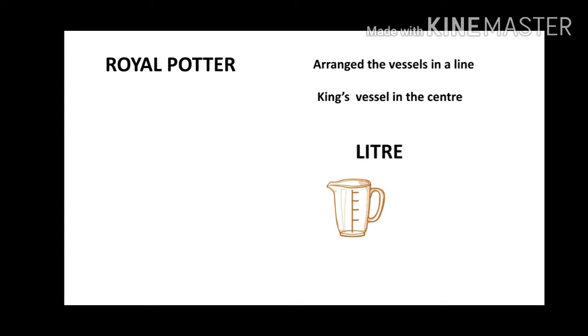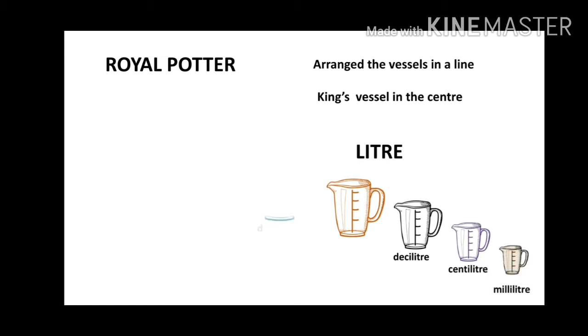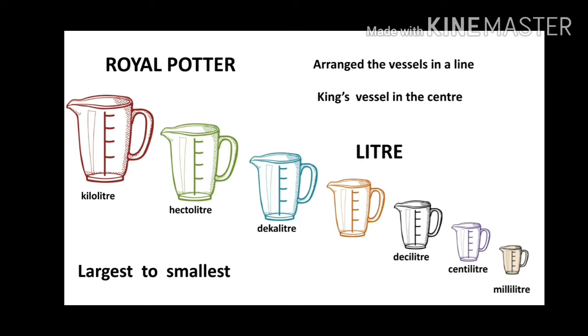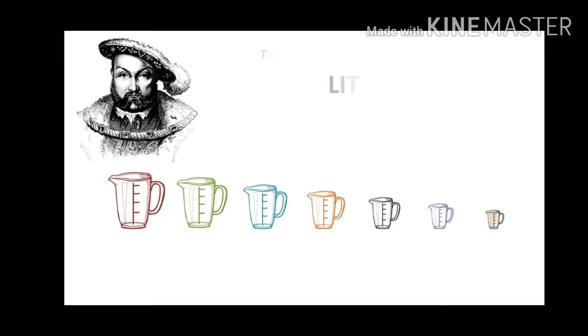Now the royal potter arranged the vessels in a line, keeping the king's vessel in the center. The king's vessel is liters. Deciliter, centiliter, and milliliter are the ones less than liters. Then decaliter, hectoliter, and kiloliter. From the largest to smallest, he arranged them: kiloliter, hectoliter, decaliter, then liter, the king size, then deciliter, centiliter, and milliliter. In this arrangement, the basic unit is liters, what the king had.